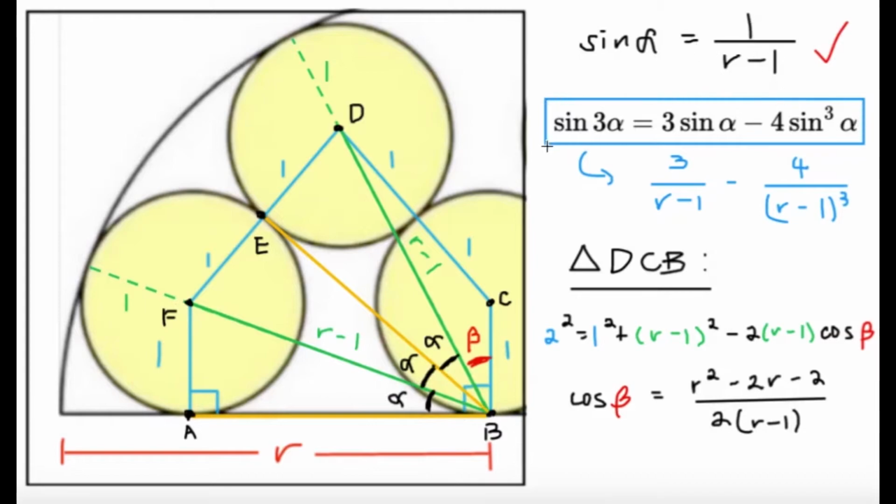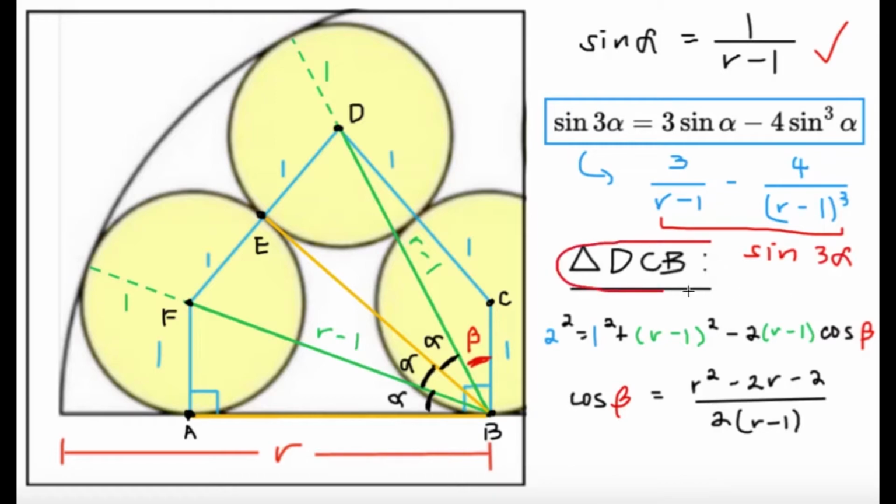And here, I'm going to use the triple angle identity for sine. Again, you can easily derive this, or you can just memorize it. It's totally up to you. But I will be able to get that sine 3 alpha is going to be 3 sine alpha minus 4 sine cubed alpha. And since sine alpha is just this value, I'm just going to substitute it in here. So this will be the value of sine 3 alpha. I'm going to come back to this in a while.